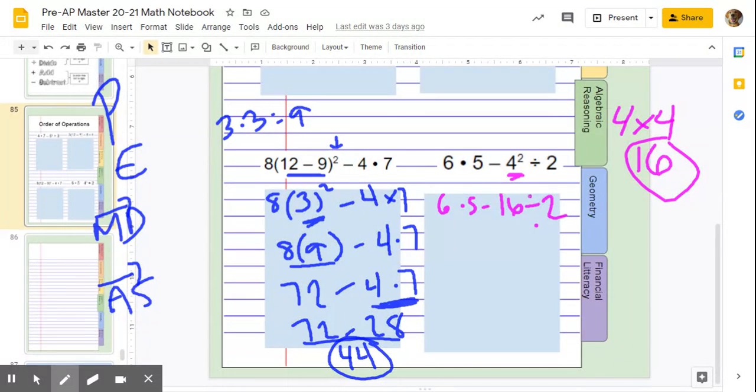Okay, we're going to do multiplication and division in order from left to right. So we have both multiplication and division, but we're going to go left to right. So 6 times 5 is going to come first. So 6 times 5 is 30. And then we're going to keep minus 16 divided by 2. So the next thing we have is this division right here with 16 divided by 2. 16 divided by 2 is 8. So say 30 minus 8. And our last step is to do 30 minus 8, which is going to end up being 22 as your answer.